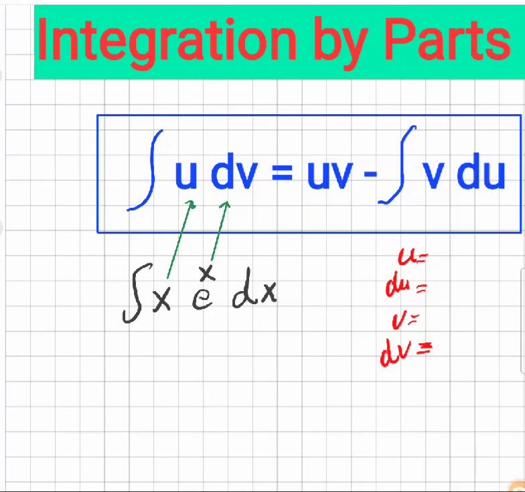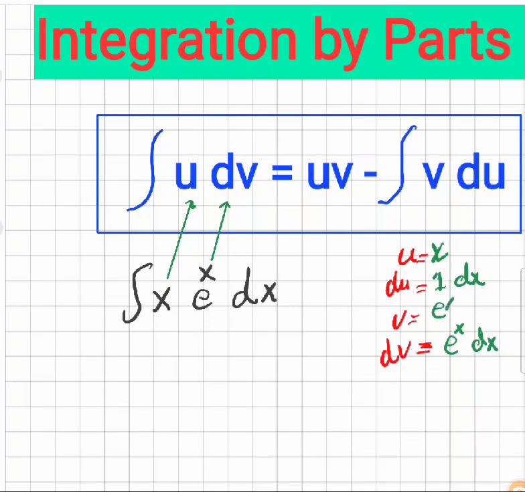du will simply be equal to 1 times dx. And when dealing with constants, they're a lot easier to integrate than variables. So we're going to make dv equal to e to the x dx. Now, v is the integral of dv. The integral of e to the x is simply e to the x.